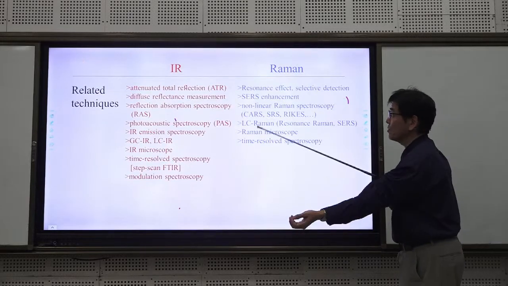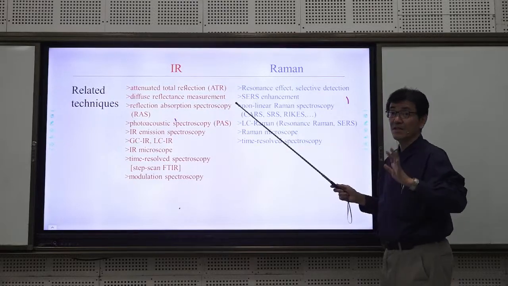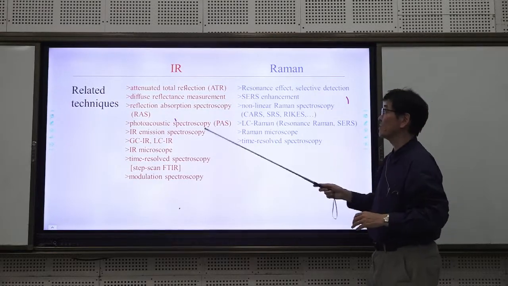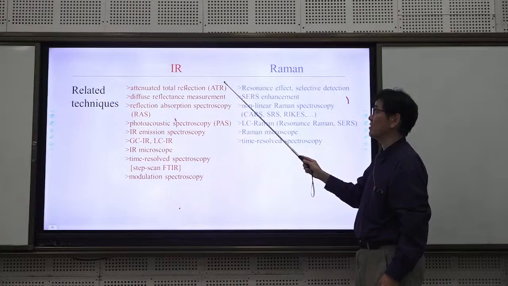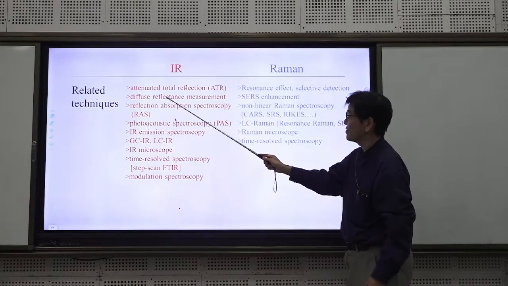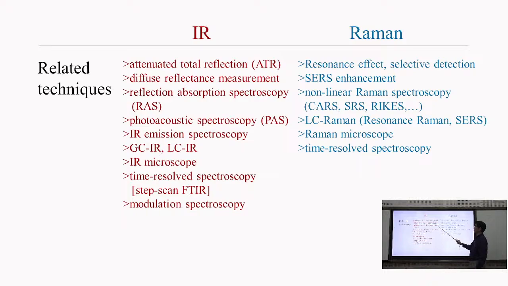Also, both techniques are readily combined with additional techniques. In the case of IR, the attenuated total reflection technique is available. Diffuse reflectance measurement, reflection absorption spectroscopy, photoacoustic spectroscopy, IR emission spectroscopy, or combining with gas chromatography or liquid chromatography, it's possible to use IR absorption as a detecting method. Microscope, time-resolved spectroscopy, and modulation spectroscopy.